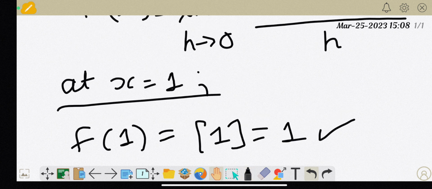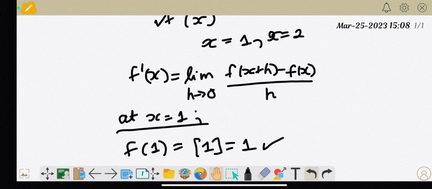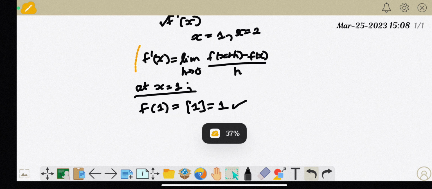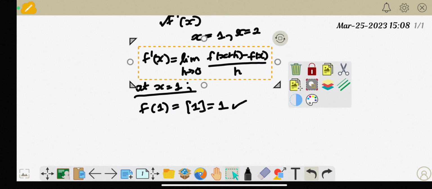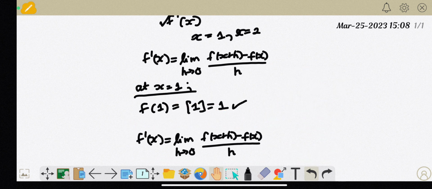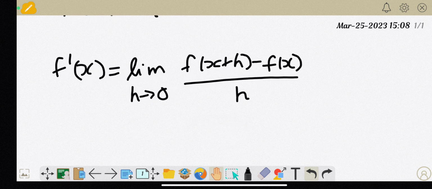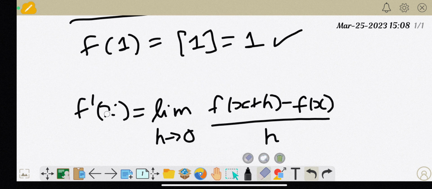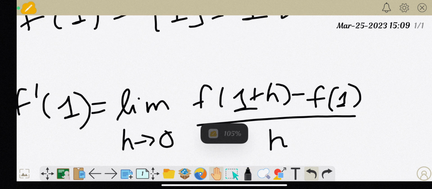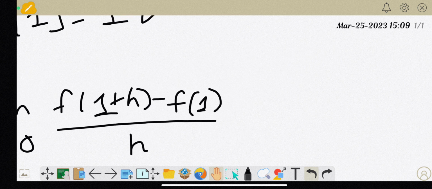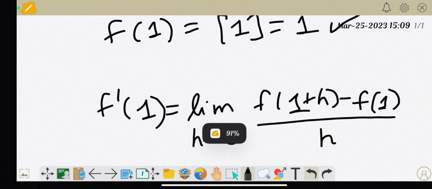Okay, after that what you have to do? You have to write the same statement again. Wherever you have x, you have to replace it by 1, because at x equal to 1 you want to prove it is not differentiable. So wherever you have x, just replace it by 1. Okay, it is equal to 1. Then let's first find the left hand limit.